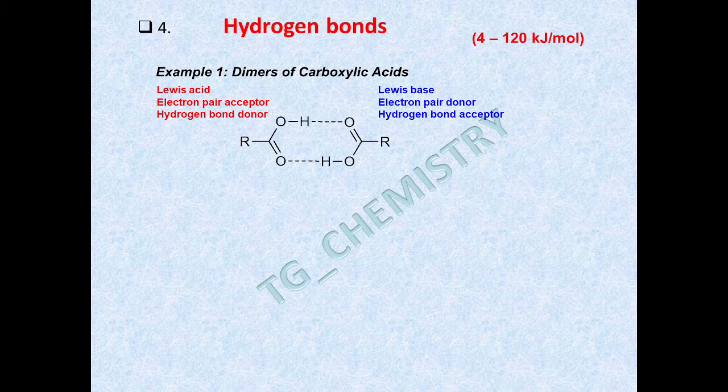Okay, so here, in terms of the representation of these carboxylic acid compounds, you can see the Lewis acid, the electron pair acceptor and the hydrogen bond donor. For this molecule, this oxygen atom will donate this hydrogen atom, and here this oxygen acts as the Lewis base, the electron pair donor, and the hydrogen bond acceptor. Reversely, the other part of the molecule goes the other way around for the same hydrogen bonding.